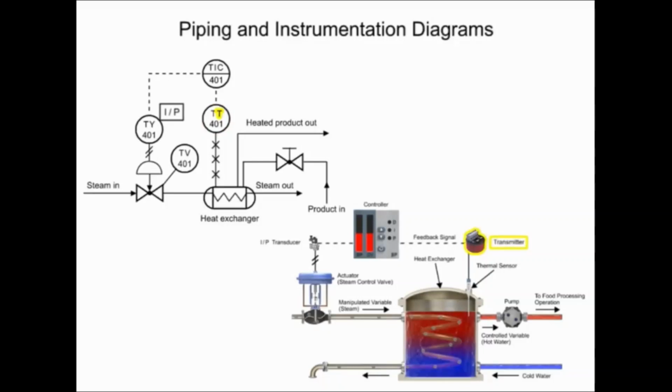The instrument connected to the heat exchanger contains two types of information. The second letter in the functional identifier indicates transmitter. In the balloon with no line inside, the symbol indicates the device is field mounted. A capillary tube sends the signal from the heat exchanger to the transmitter and is represented in the diagram by a line with crosses. A dashed line between components indicates an electrical signal.